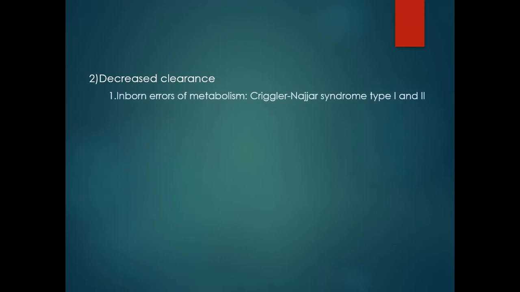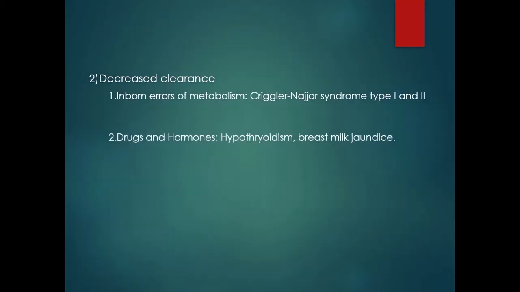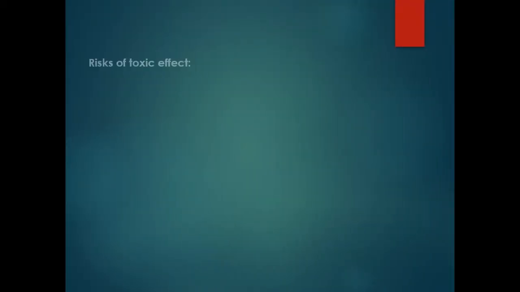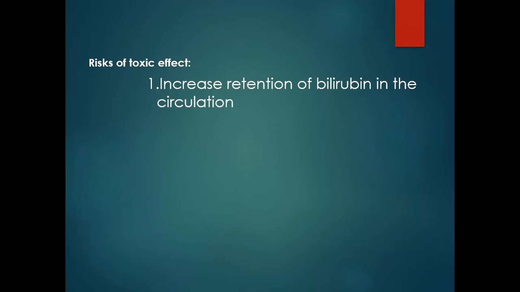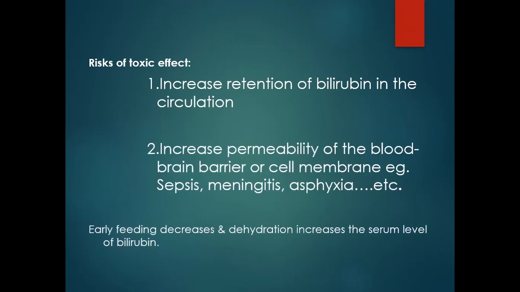Inborn errors of metabolism like Crigler-Najjar syndrome, type 1 and type 2. Drugs and hemorrhage, like hypothyroidism or breast milk jaundice. Risk of toxic effect: increased retention of bilirubin in the circulation and increased permeability of the blood-brain barrier or cell membrane, e.g. by sepsis, meningitis, asphyxia, acidosis, hypo or hyperthermia, and so on. Early feeding decreases and dehydration increases the level of serum bilirubin.